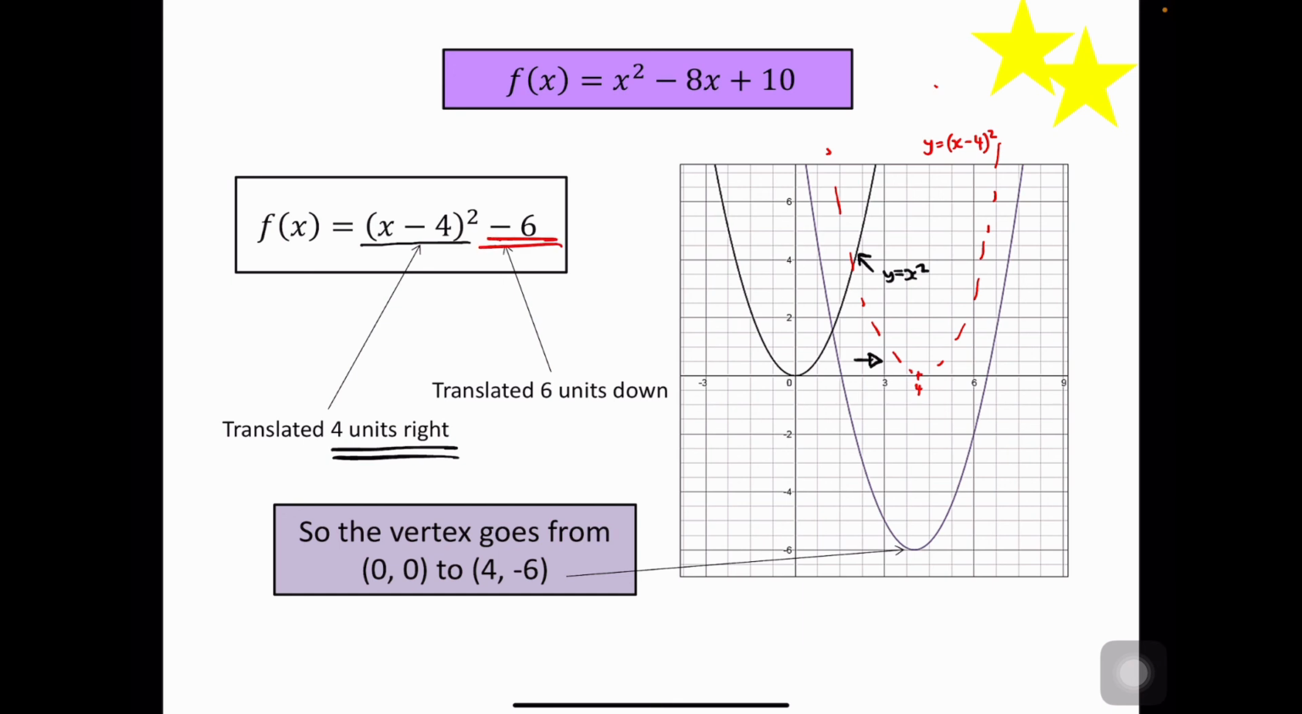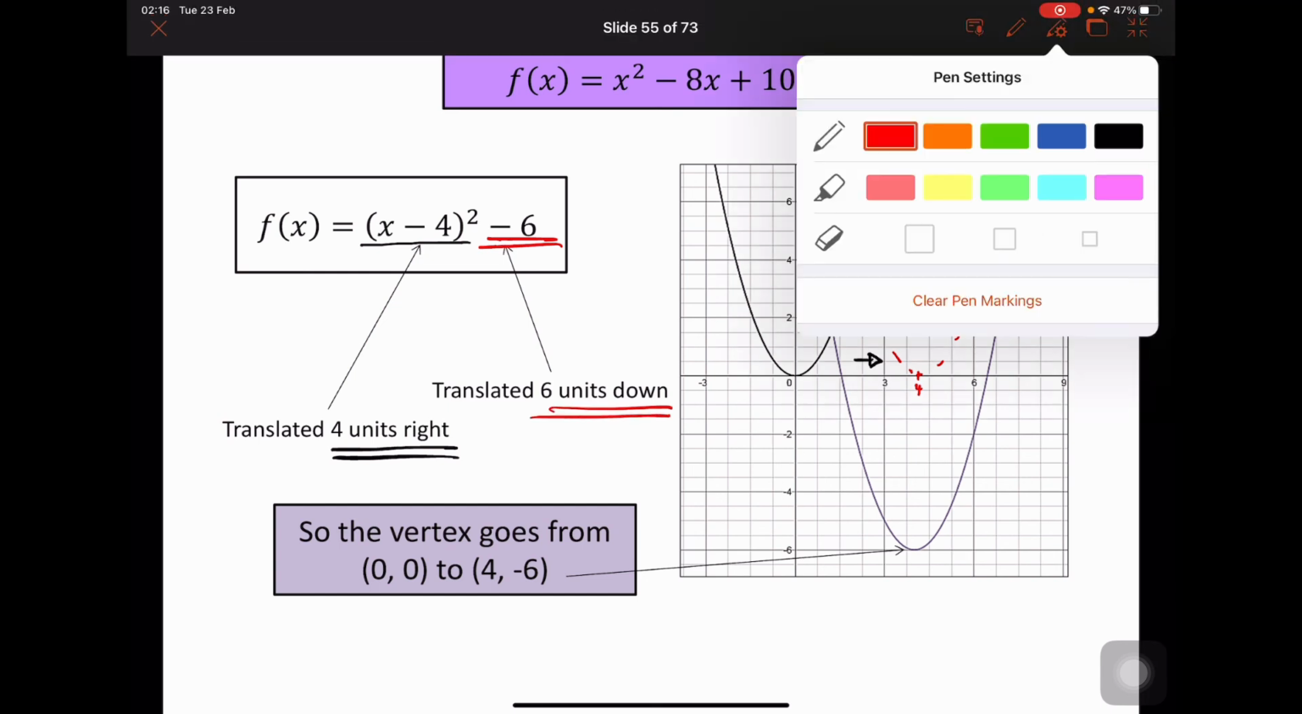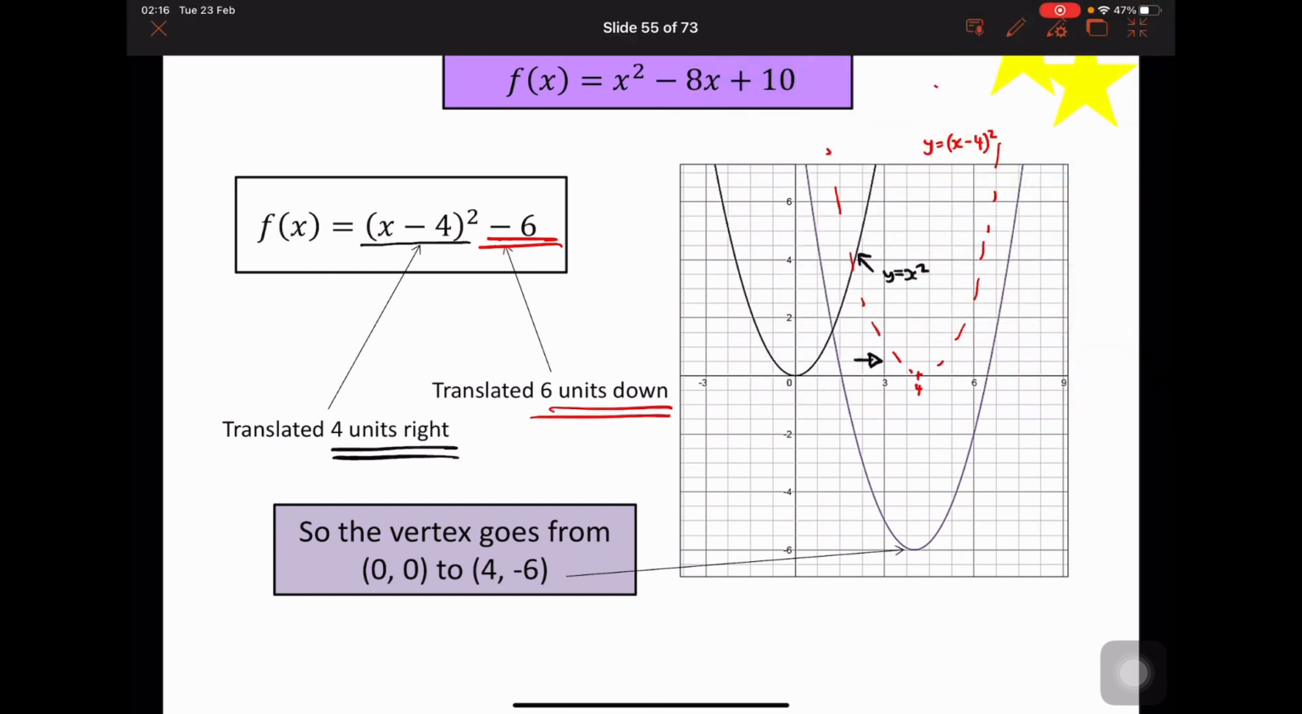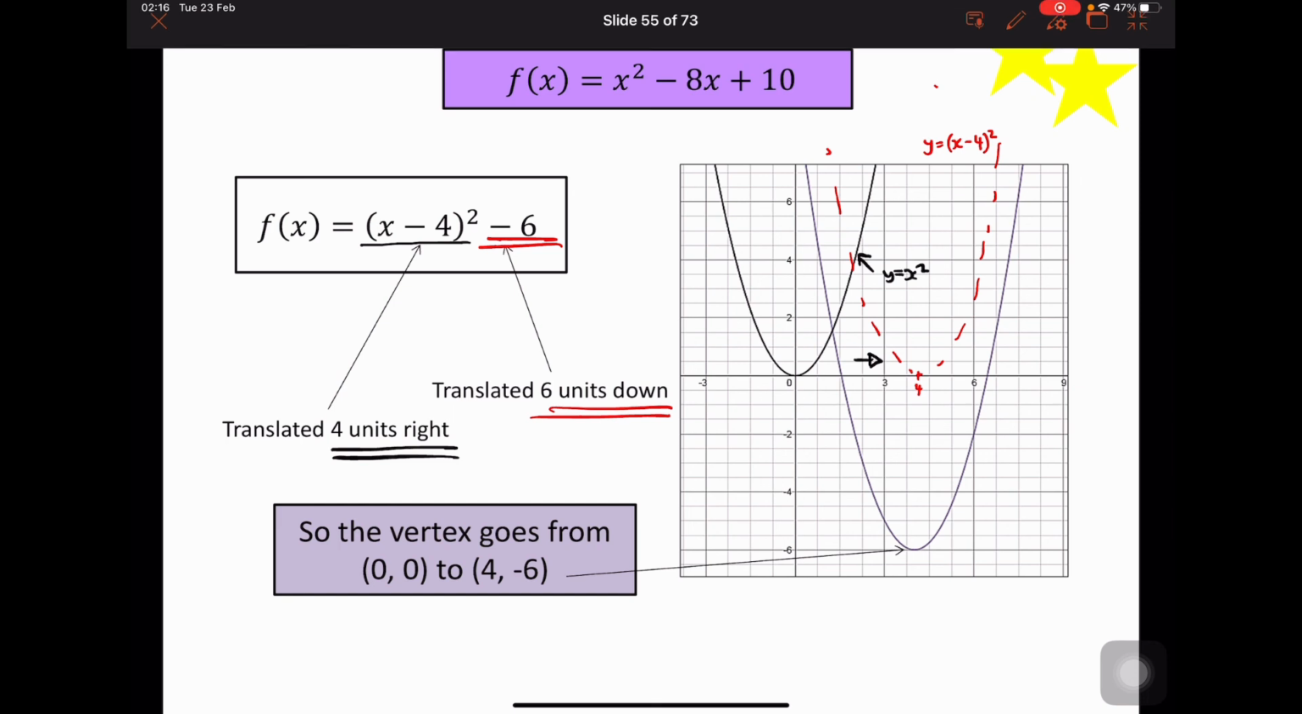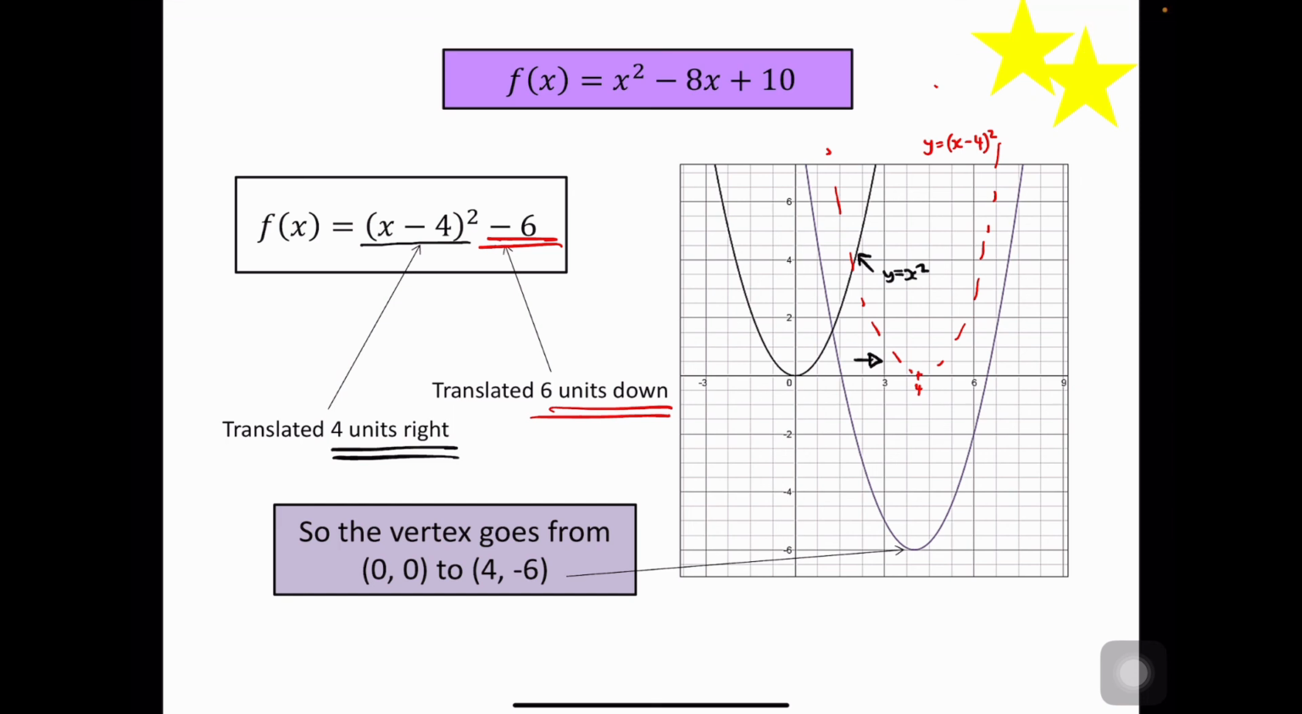Step 2, translate 6 units down. So now I'll use a different color for this. Let's use green. 6 units down. So this coordinate here is 4, 0. It's now going to be 4, -6. And so that clearly corresponds with the purple graph you see. So the purple graph is the graph of this function, x take away 4, squared take away 6.